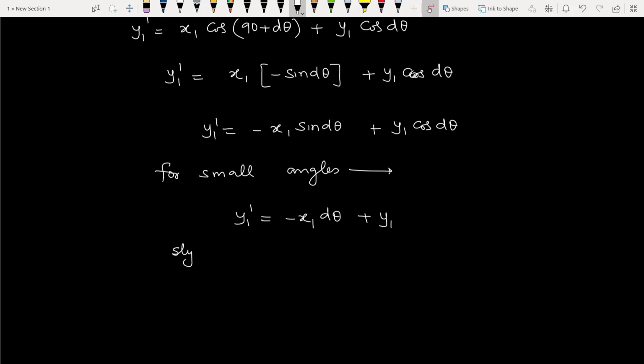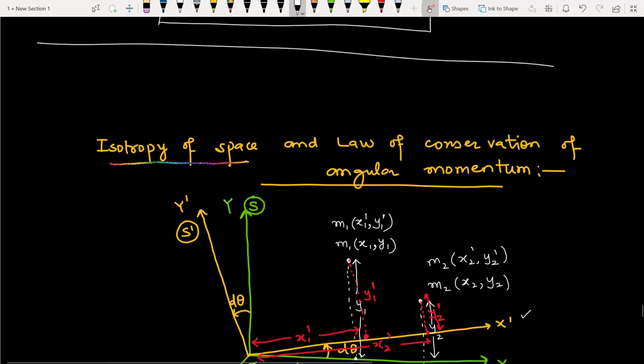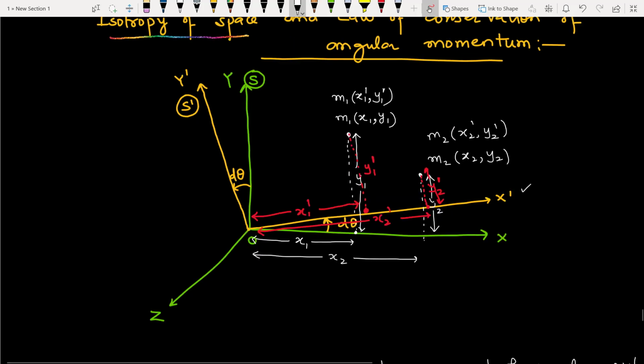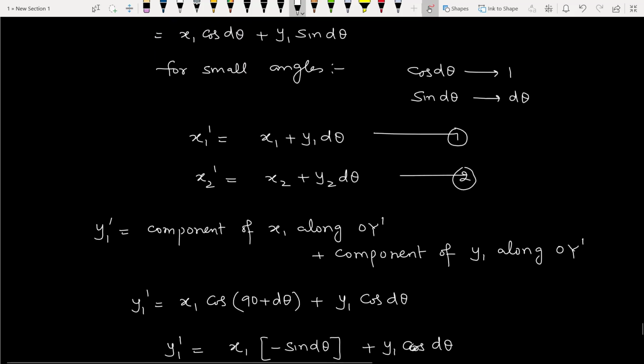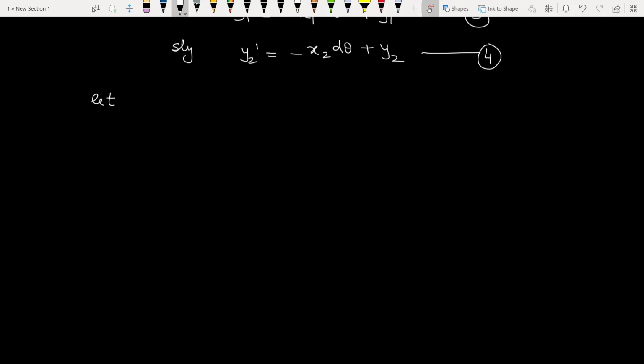Similarly, y2 dash will be x2 d theta plus y2. So here we have 4 equations. This is equation number 3, this is equation number 4, and these equations we will be using to study the isotropy property and to derive the law of conservation of linear momenta. So we have correlated the x coordinates and y coordinates in S dash frame and S frame respectively.